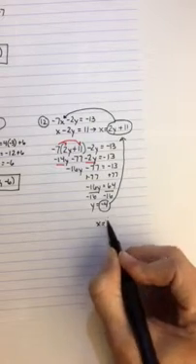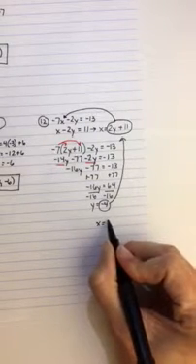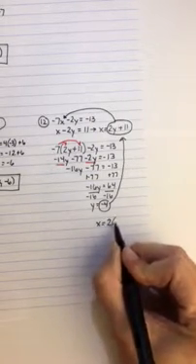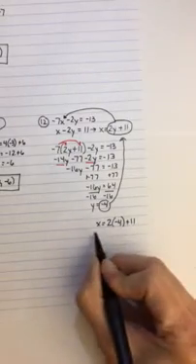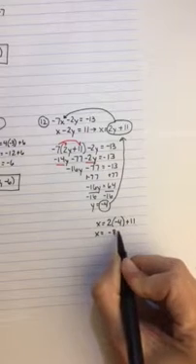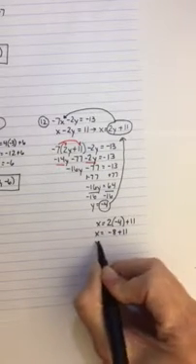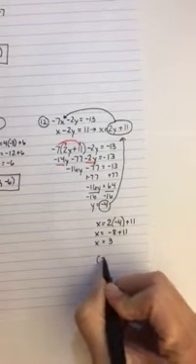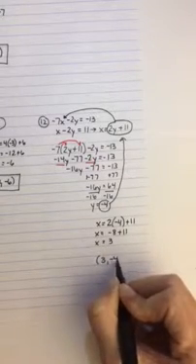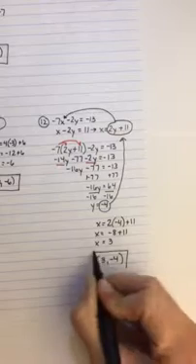If x is equal to 2y plus 11, and I know what y is, then x is equal to 2 times the value of y, which is negative 4, plus 11. x equals negative 8 plus 11, so x equals 3. x is 3, y is negative 4.